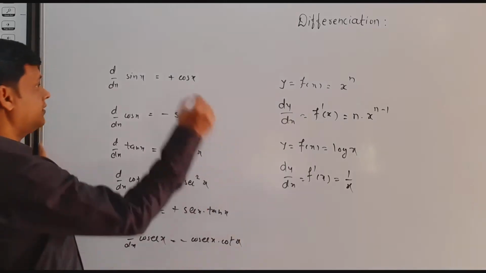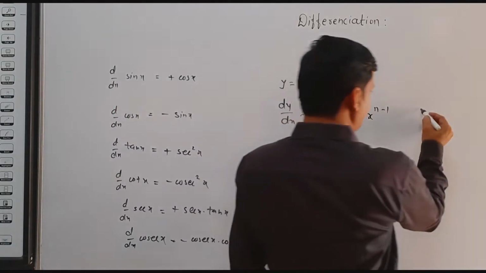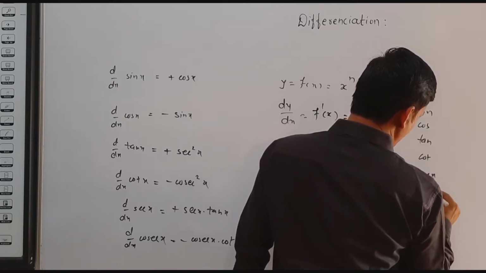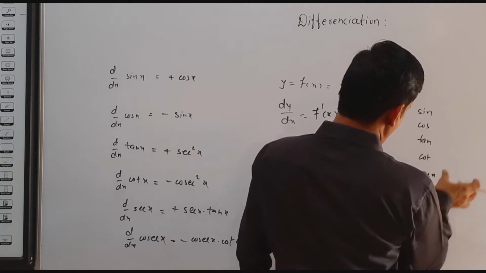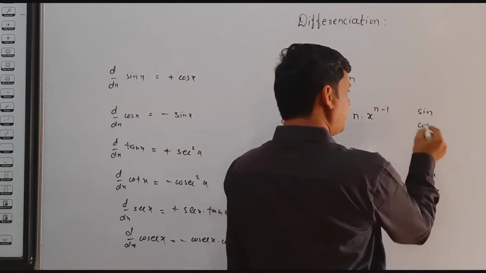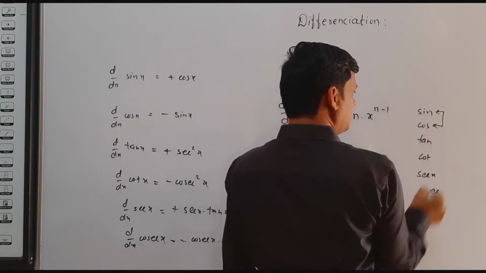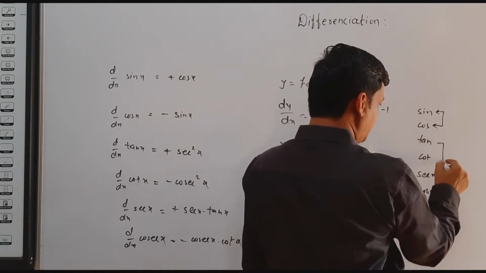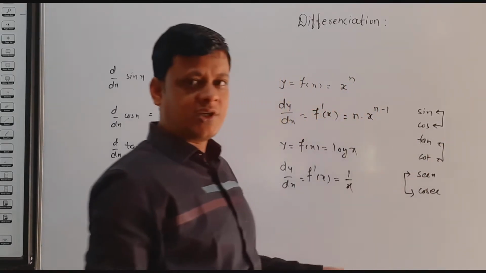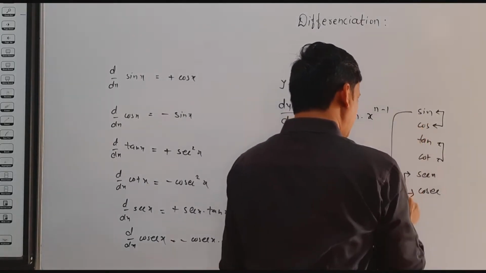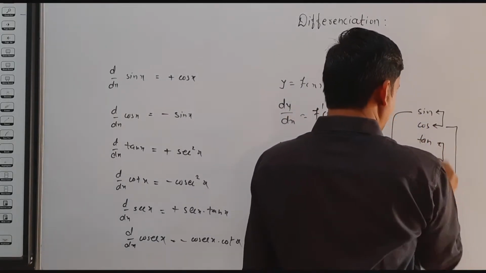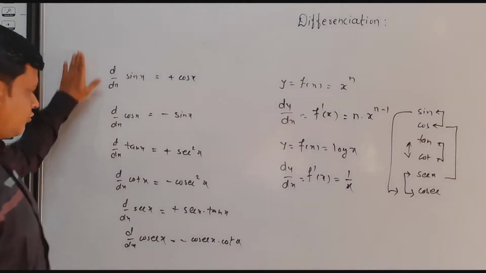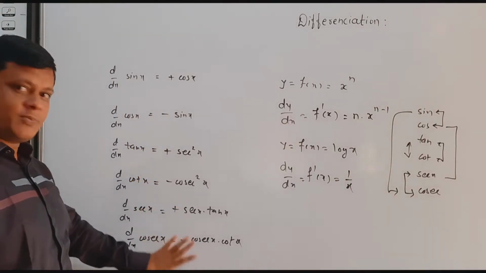So here we use this concept: sin, cos, tan, cot, sec, cosec. We pair sin with cos, sec with cosec, tan with cot. These are the opposites, and also the pair form. So here you just have to remember the signs: plus, minus, plus, minus, plus, minus.